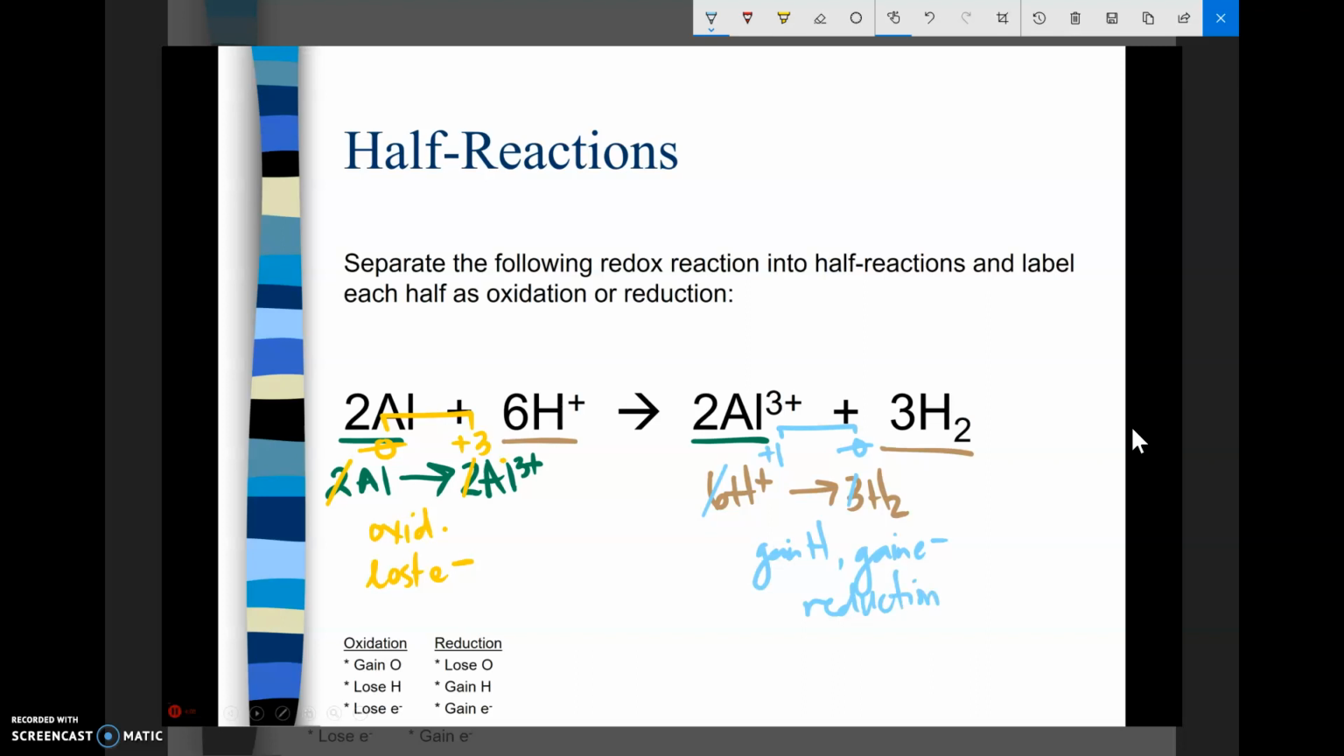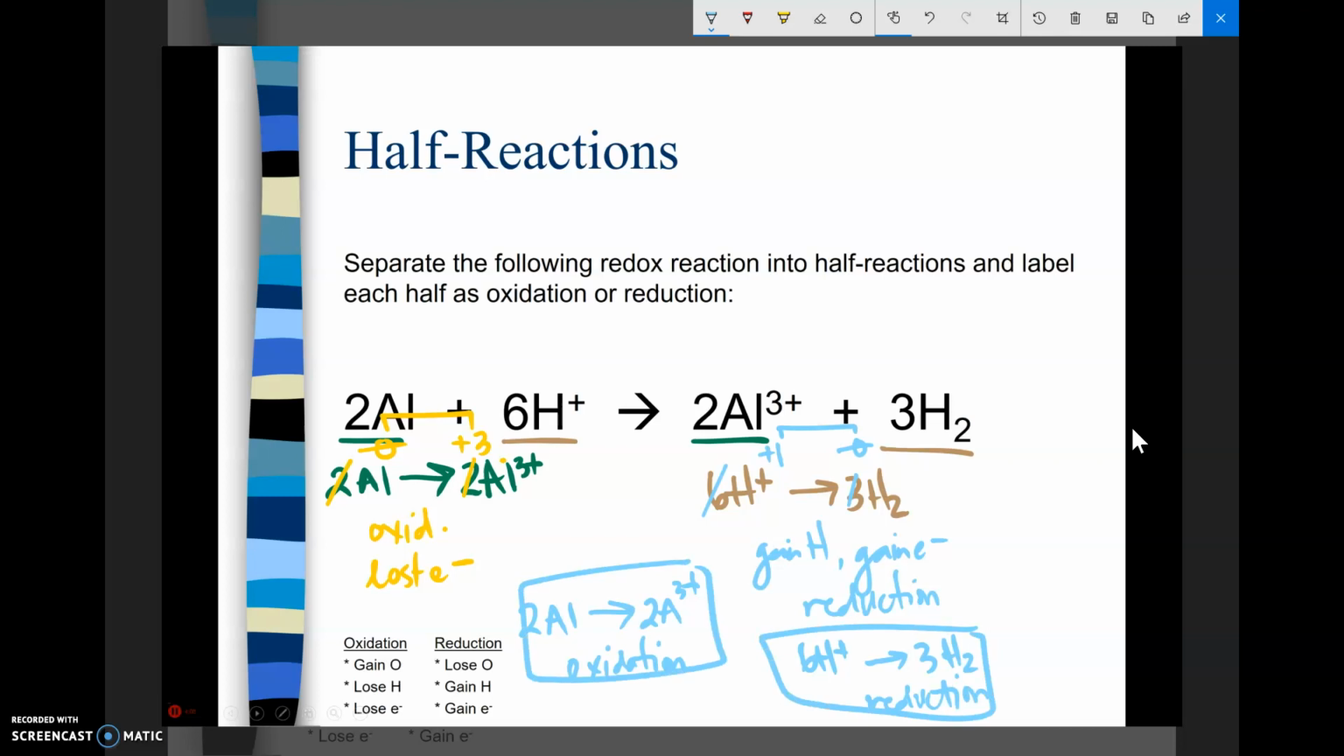They should always correlate. So your answer here, if you were to write it out, would be 2Al to 2Al with a 3 positive. And this is oxidation, or you can write oxidized. On this one, you'd have 6H plus going to 3H2. And this one is showing reduction, or you can say reduced. So that would be your answer. Okay, I hope that helps.